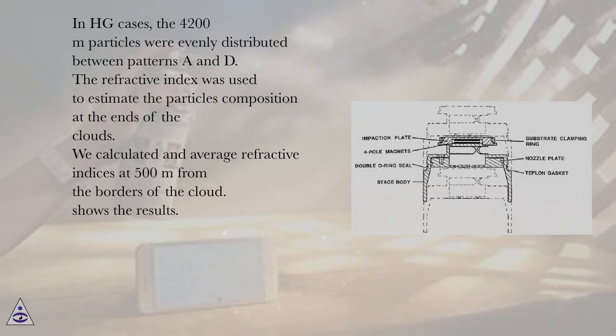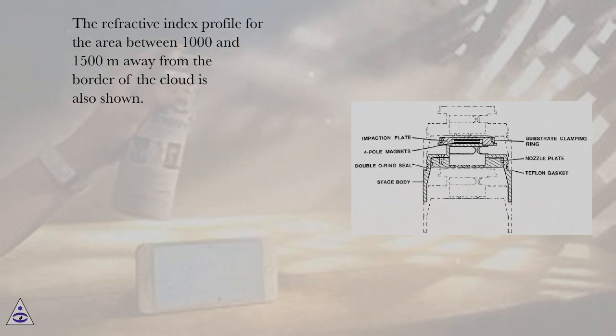The refractive index was used to estimate the particles' composition at the ends of the clouds. We calculated average refractive indices at 500 meters from the borders of the cloud. The figure shows the results. The refractive index profile for the area between 1000 and 1500 m away from the border of the cloud is also shown.